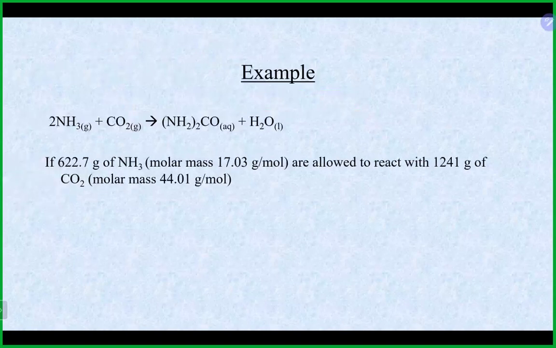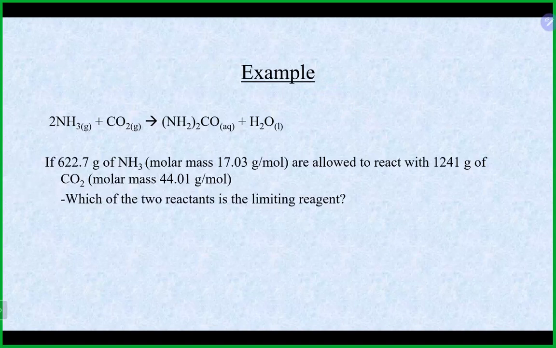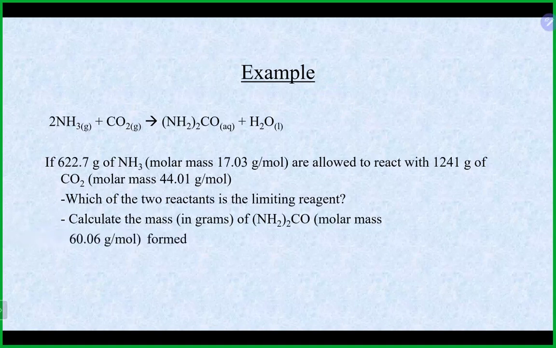All right, so I want to try this one here. We're going to go with 622.7 grams of NH3 reacts with 1,241 grams of CO2. Which one's limiting reagent and how much product would we produce in this case? They were nice enough to give us the molar mass of everything, so you don't have to calculate. All right, see what you come up with here.